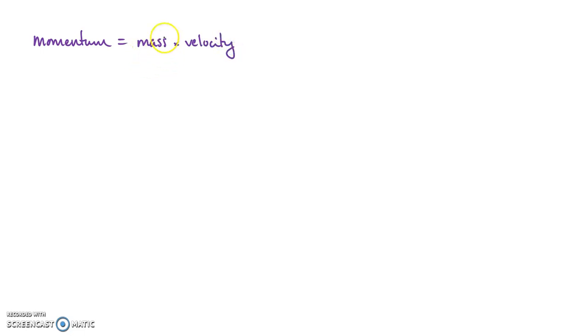So if you are very massive and you're moving, you have momentum. If you are moving very quickly, you have more momentum than if you're moving slowly. All right. Me walking has more momentum than you walking because I'm more massive than you. Okay, so that's basic momentum.